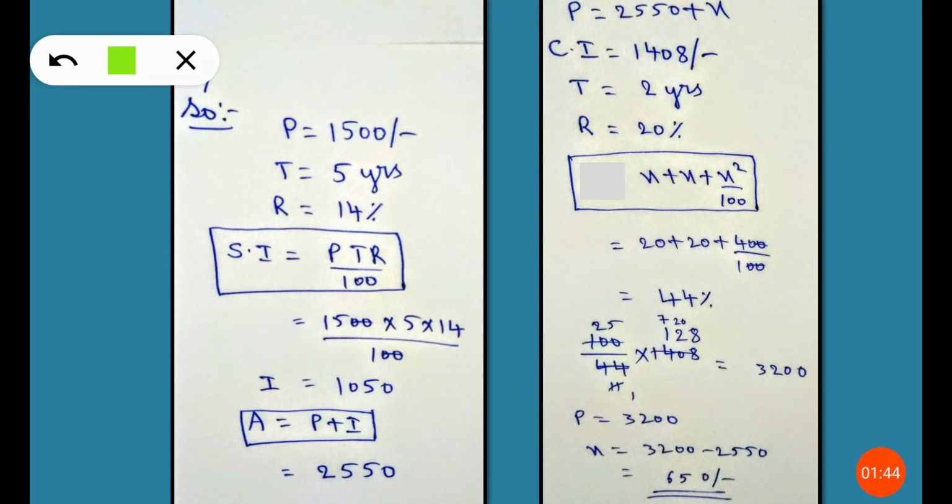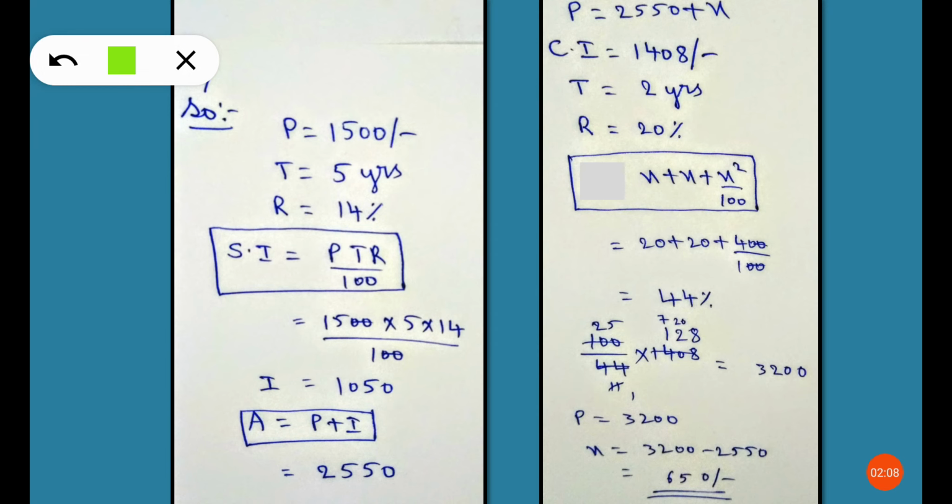Actually, principal is 1500 rupees, time period is 5 years, rate is 14%. The famous formula for simple interest is PTR by 100. On substituting all these values in this formula, we get interest is 1050 rupees. Amount formula is principal plus interest, that is 2550 rupees. The amount from simple interest is 2550.